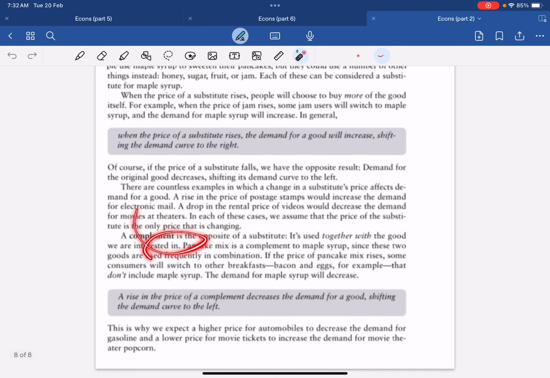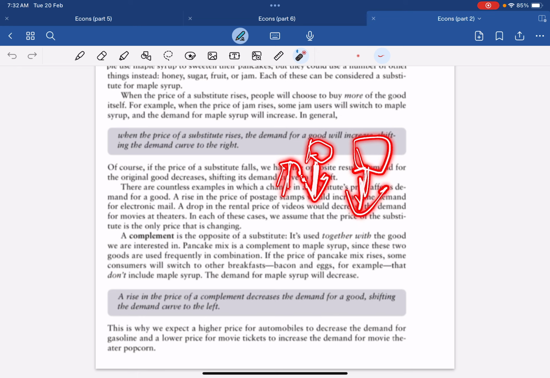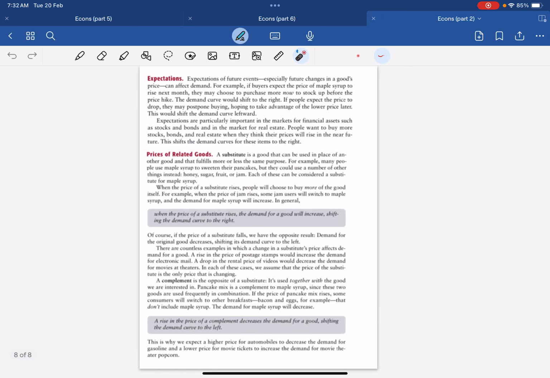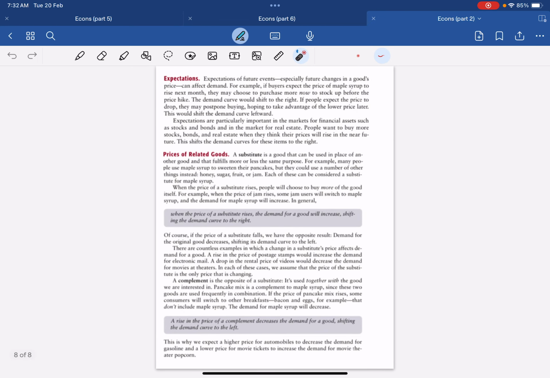And for complement, it means that if, let's say, an apple requires this storage device, and there's a price increase for this apple, then the demand for this apple falls, then you don't need that much storage, so the demand for storage falls as well. And that's all for understanding the demand.